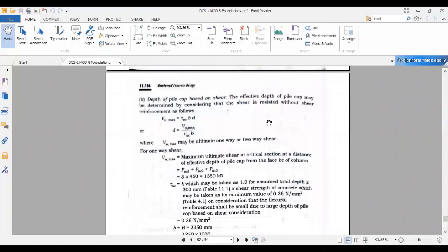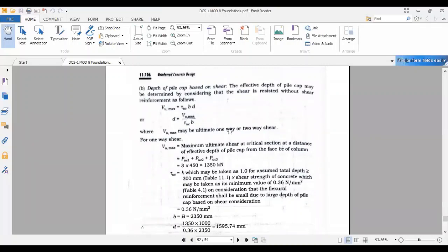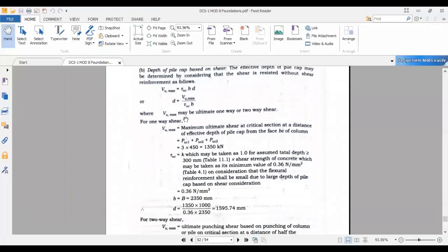The effective depth of pile cap may be determined by considering that shear is resisted without shear reinforcement as follows. जैसा कि हमारा वर्क प्रिंसिपल है इसमें, उसी तरीके से हम दोबारा इसको भी डिजाइन करेंगे. So Vu max is given by tau UC B D, and the value of D can be written in the form of Vu max upon tau UC B, where Vu max may be ultimate one way or two way shear.